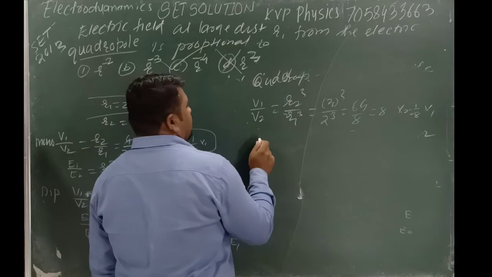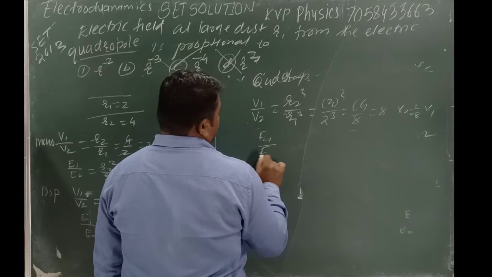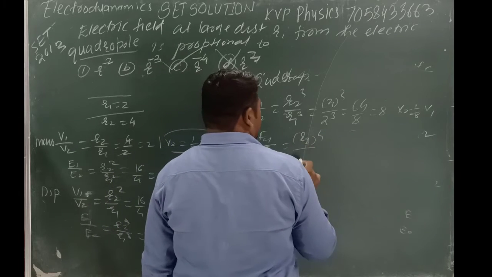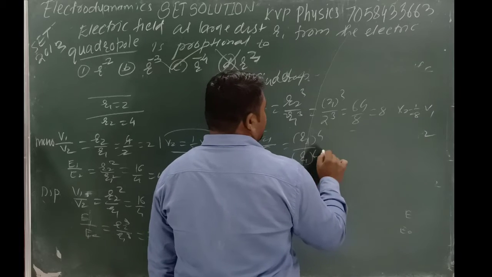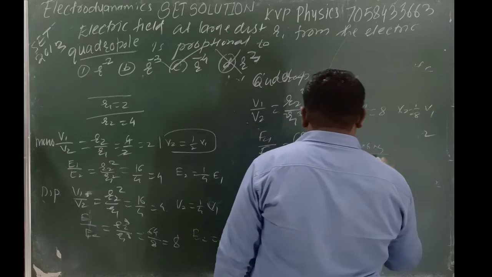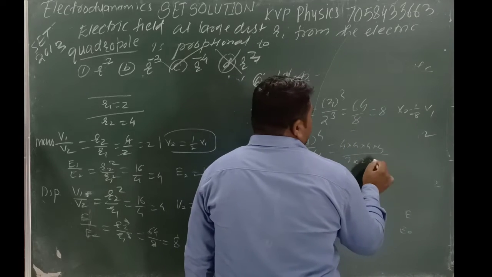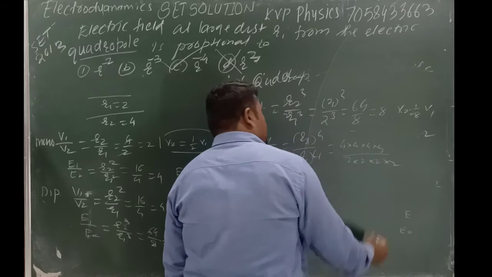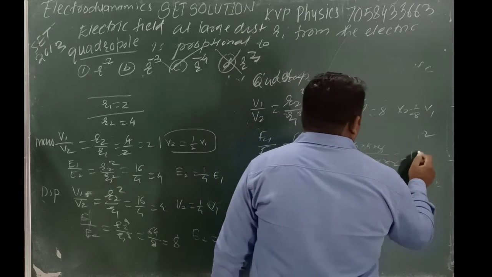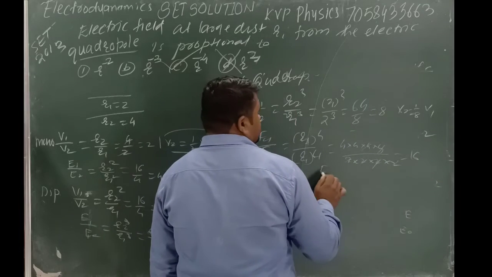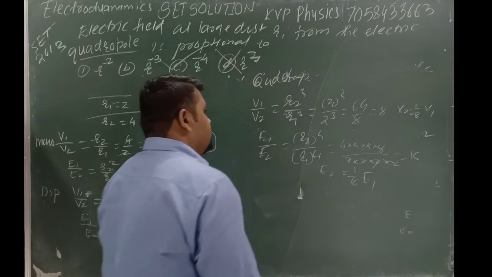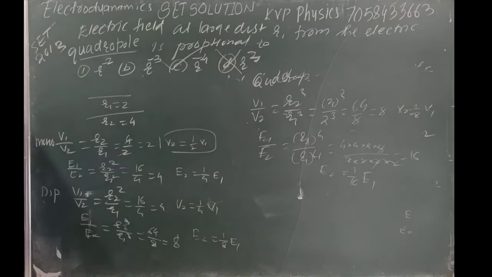Potential is this one, and electric field E1 upon E2 is equal to R2 to the power 4 upon R1 to the power 4. Okay, 4 into 4 into 4 into 4 divided by 2 into 2 into 2 into 2. Cancelling, 4 into 4 is 16. Means E2 is equal to 1/16 times of E1. Okay, got it?